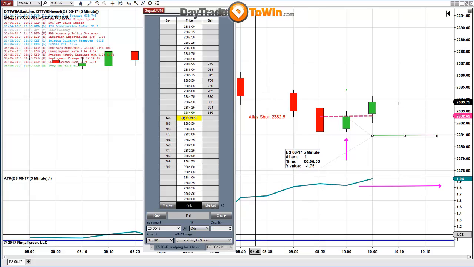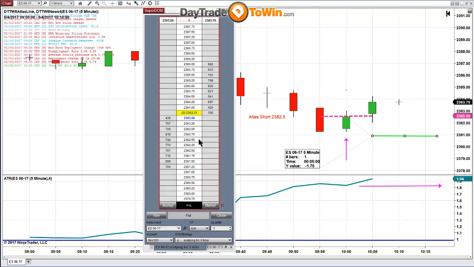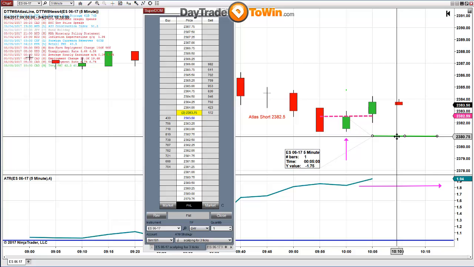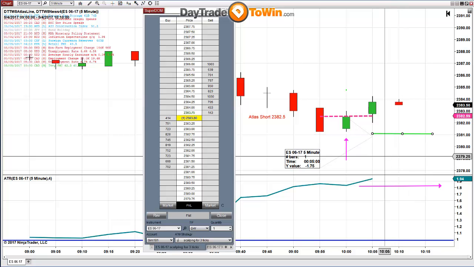Front running is when I say, I want to take a trade, but because the market is slow, I want to ensure that I get filled. So I mentioned to you that the target is 2381, which is 7 ticks. Front running basically means placing your target 1 tick in front of everybody else.